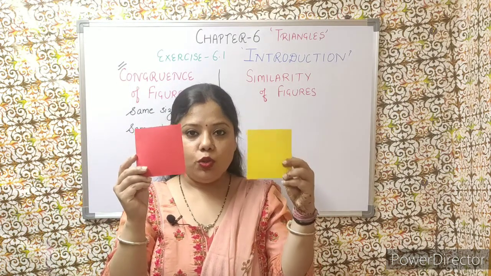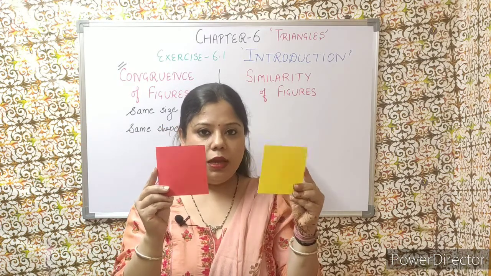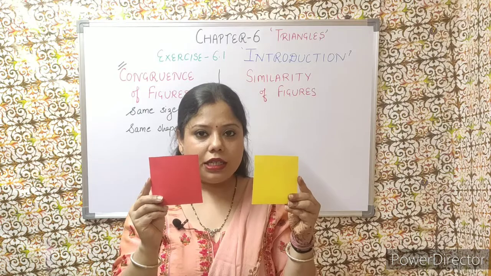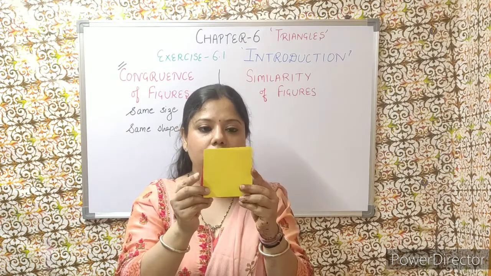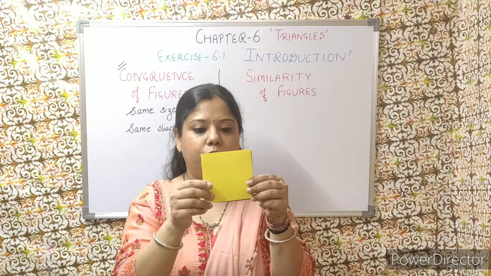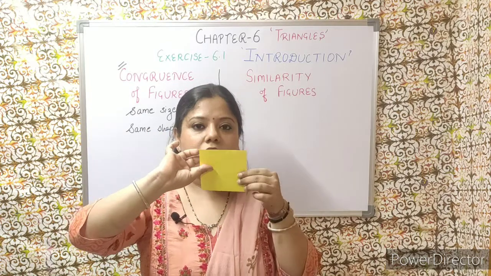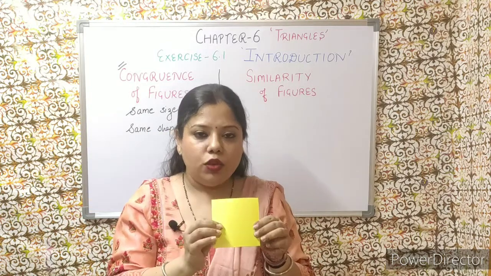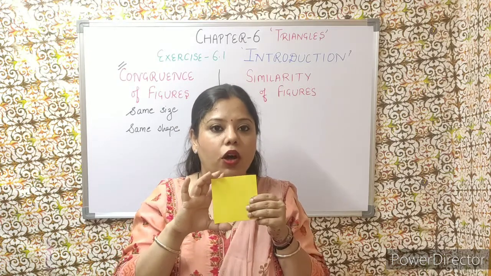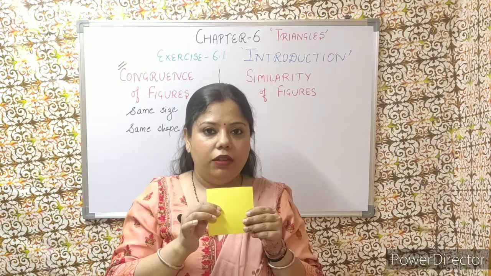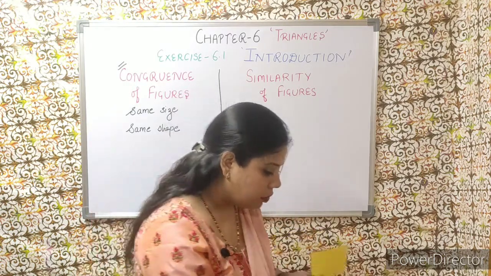Suppose I have two squares. These are two figures. They have the same shape. Both are squares. Moreover, they have the same size because when I keep them on each other, they totally cover each other. They just overlap. When any two figures overlap each other, then we say that those figures are congruent, because they have the same size and same shape.